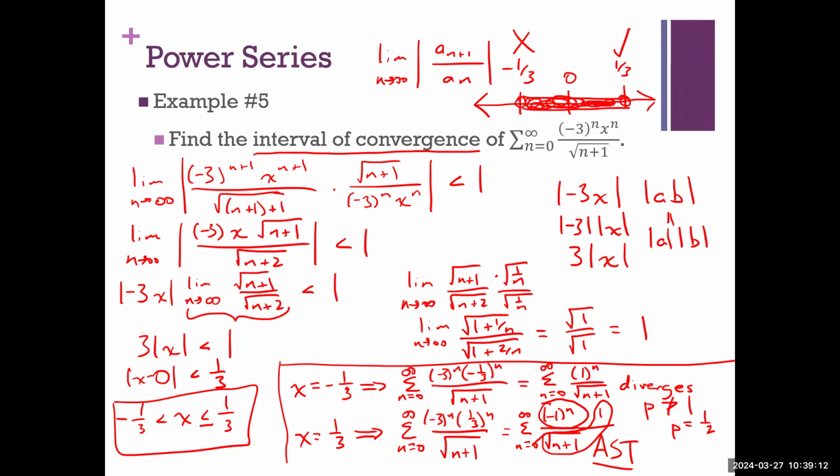This is the series we got, right? If we did the ratio test on this, we would essentially get radical of n plus 2 over radical of n plus 1. That would go to 1. What does the ratio test tell you if you get a 1 out of it? It doesn't give you anything, right?